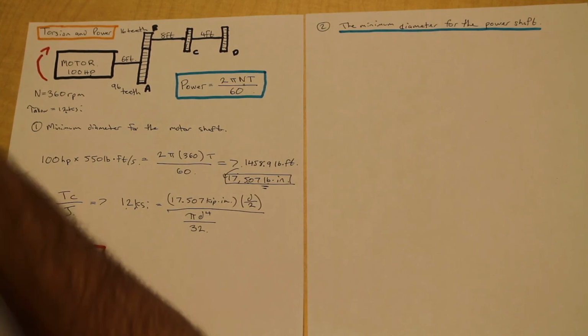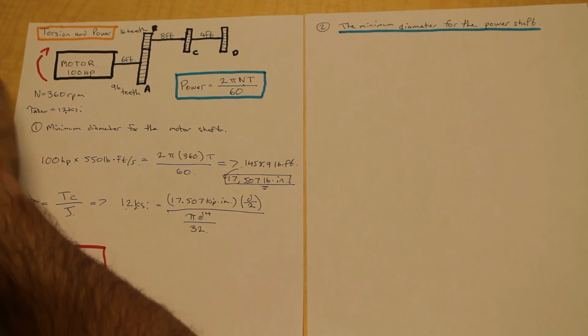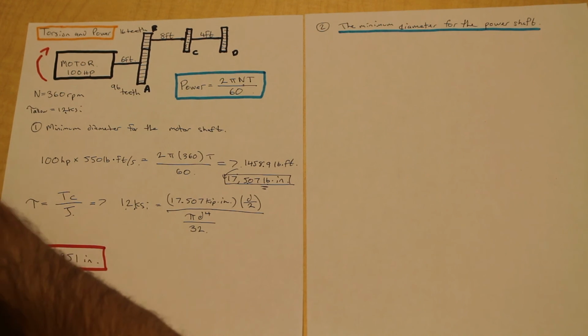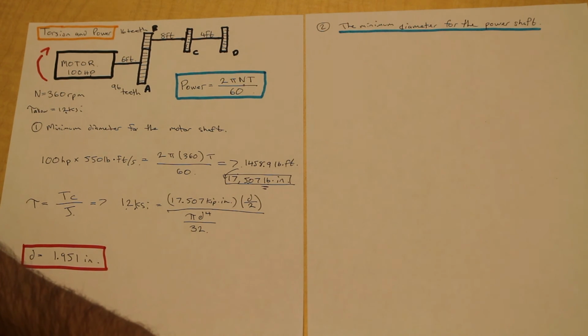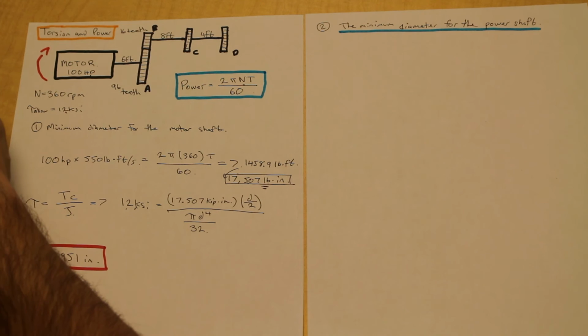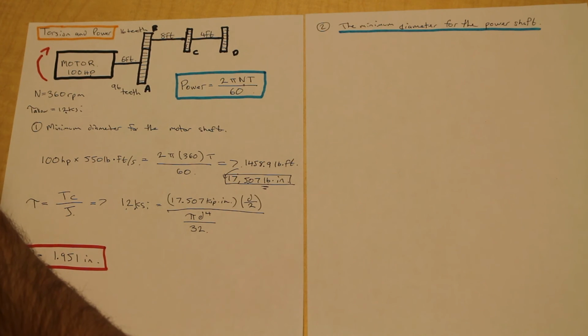Hi guys, we're back. And we're going to finish up this question on torsion and power. Okay, so in the first section, in the last video that we did, we solved for the minimum diameter for the motor shaft. That was the shaft extending directly out of the motor. We found the minimum diameter using the power equation, because the torque was given to us in power. Now, the second part of the question is asking us for the minimum diameter for the power shaft.